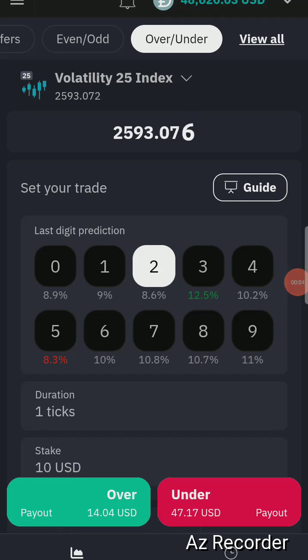Today we're going to trade Over 2 using TradingView. I have 2 screens right here. So I'm using the Donchian channel, the CCI, the MACD and the stochastic RSI.